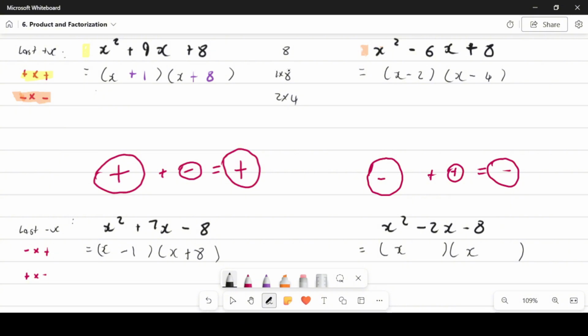So let's look at the first term. Remember, we said the bigger number has to be negative. Plus 1 minus 8 is what? Minus 7. Plus 2 minus 4 is what? Minus 2. So it'll be plus 2 minus 4. And that's how we solve it. So these are the ideas that you need to keep in mind. All you're doing is two things, right?